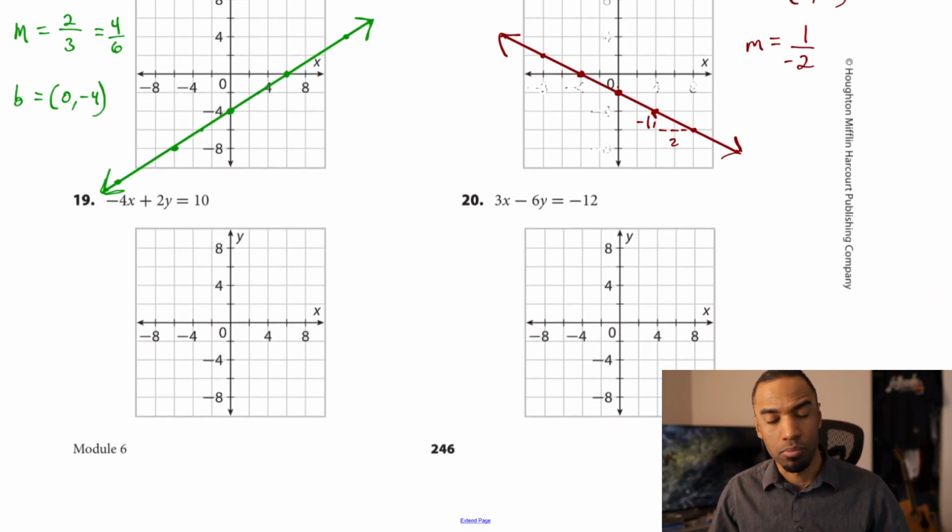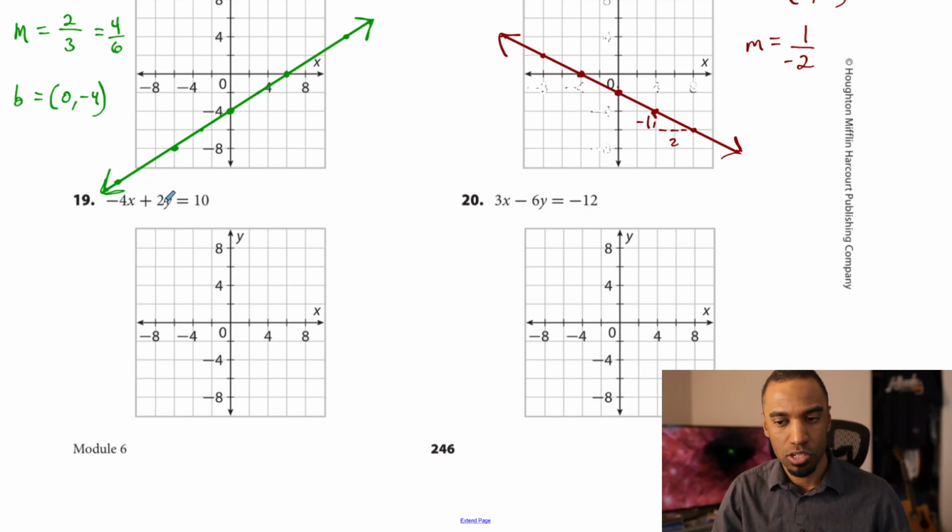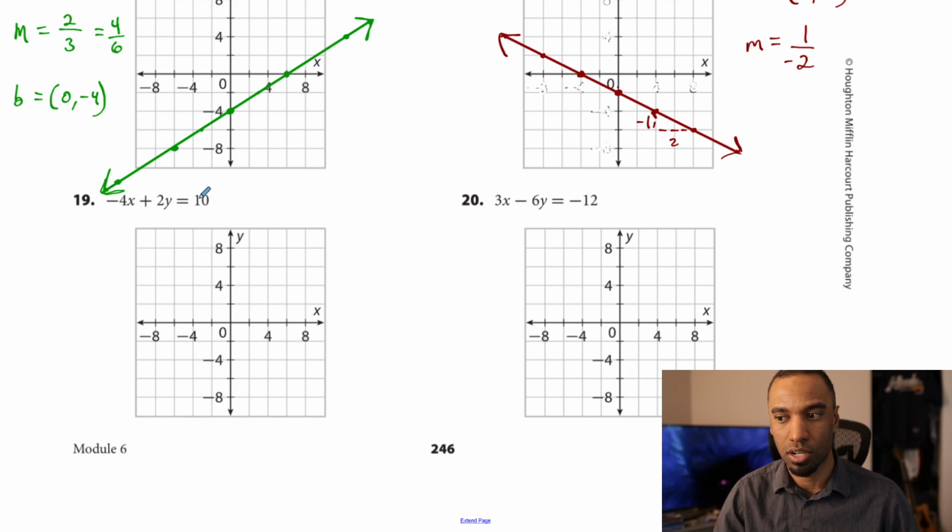I still have 4 more problems here. I'm going to try and get them done in about the next 12 minutes or so. But for these next 2, at least, notice we're not in slope-intercept form. That means -4 is not necessarily my slope. 10 is not necessarily my y-intercept. In fact, I'll tell you right now, they're not.